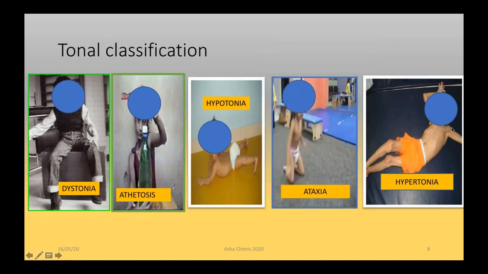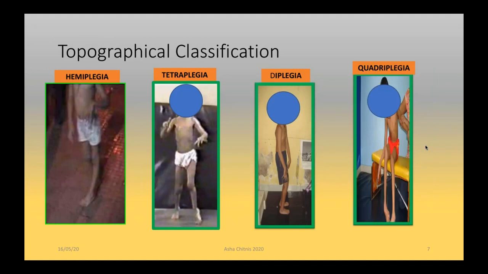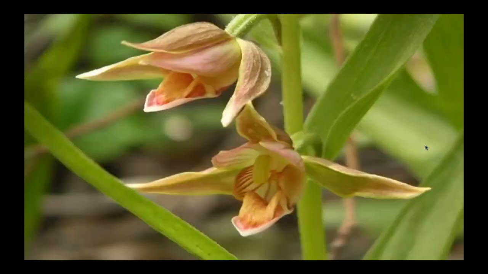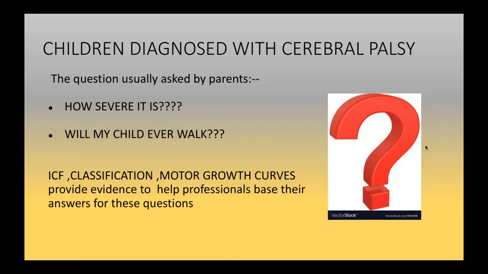This is hypotonia. You will always need to look at every kid that comes to you, what kind of tone and what kind of topographical classification the child has. Having said that, this is the most important thing. Every parent who comes to you is going to ask you how severe it is. Will my child ever walk? And who can answer these questions? When we talk about ICF, your classifications, I'll explain what motor growth curves are and how important they are for prognostication as we go further.